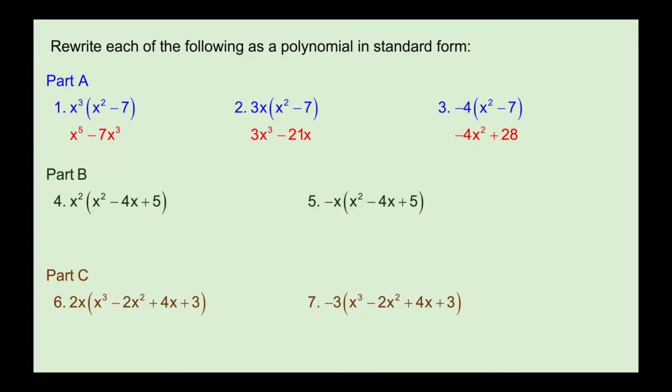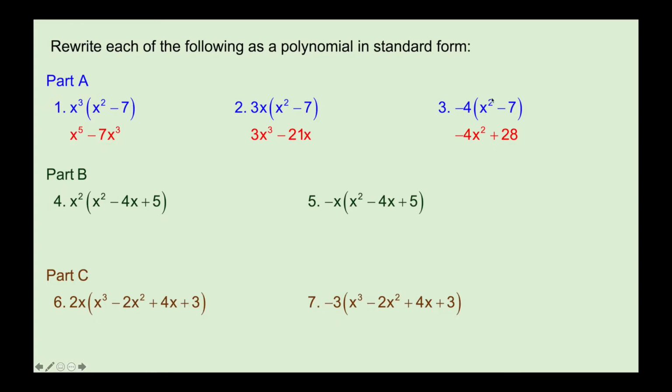When we multiply x to the third and x squared together, we should get x to the fifth. The rule is that we have the same base here, so we add their exponents. Then when we multiply x to the third times -7, we should get -7x to the third. For number 2, when I distribute in 3x times x squared is going to give me 3x to the third. Again, we're taking the degree of 1 here and adding that to 2, and that's where we get 3x to the third. Then 3x times -7 is -21x.